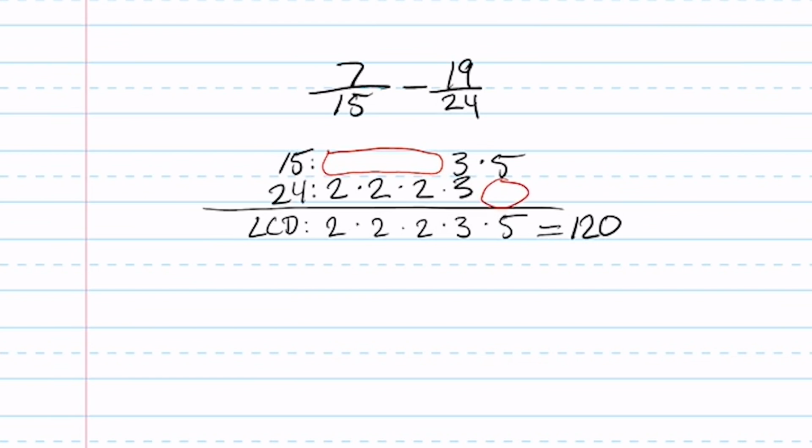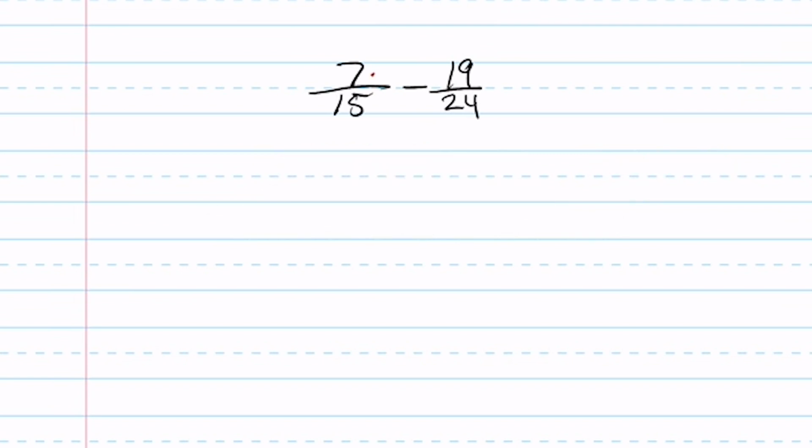And so we're going to multiply our first fraction by 2 times 2 times 2, which equals 8. And we'll just multiply our second fraction by 5. Once we evaluate that, we get 56 over 120 minus 95 over 120.